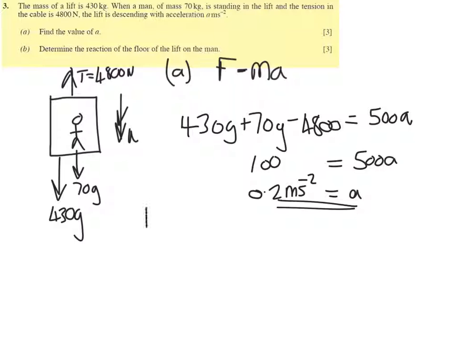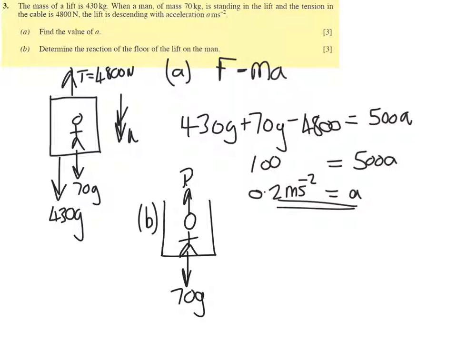Right, part B. What have we got in part B? In part B, we have to determine the reaction of the floor of the lift on the man. I'm just interested in the man, so I'm going to do a really quick little diagram again. There's my lift, there's the man in it, he is 70G. So we're looking at the forces acting on him. There's a reaction of the floor acting up. It's accelerating downwards, which is really important because that is going to help me get the signs right.